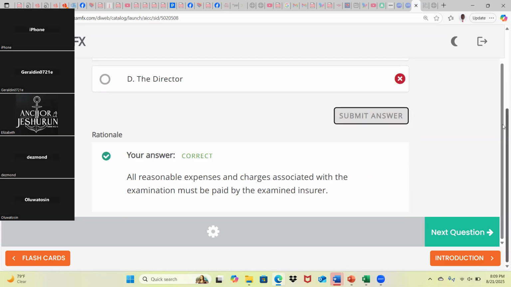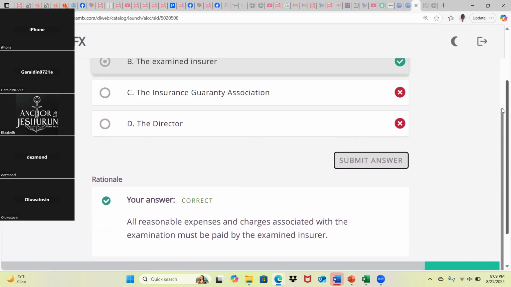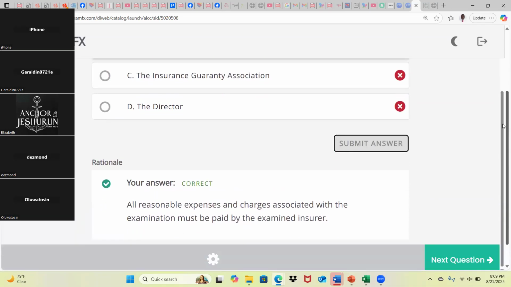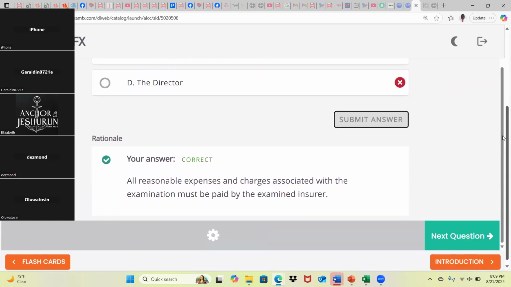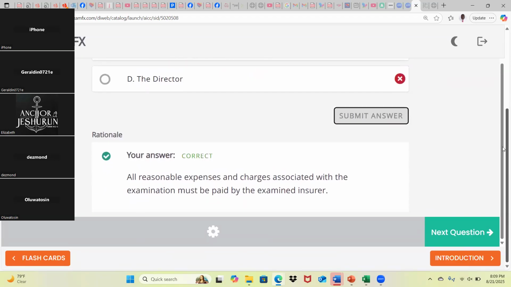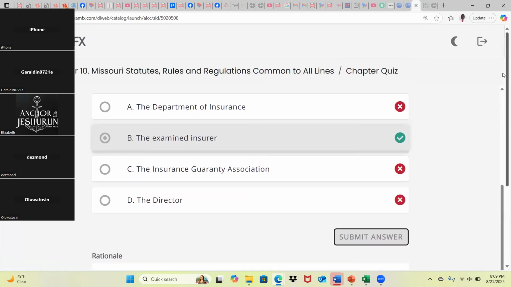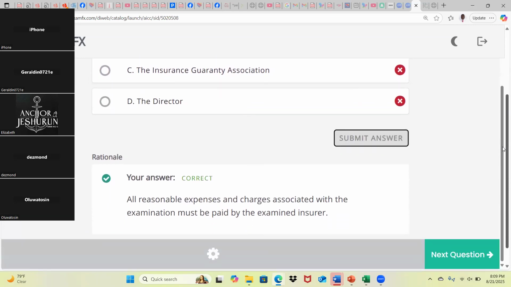I thought in a previous session that the director of insurance would be responsible, but it is the examined insurer. The director of insurance cannot come and pay another person's bill for what they did. My understanding is that they are examining them; they haven't found them to have done something wrong. But if they are examining them, the insurance company will pay the cost of it.